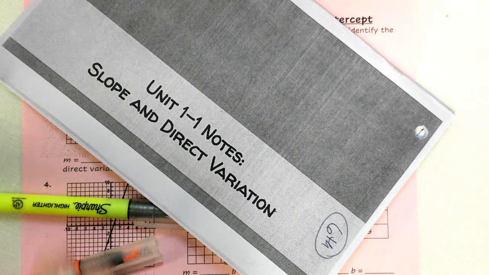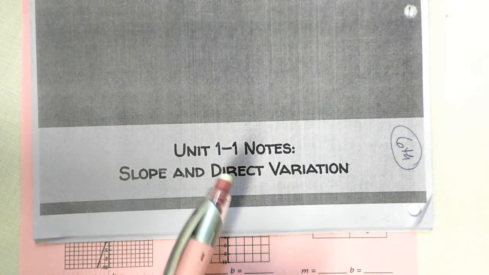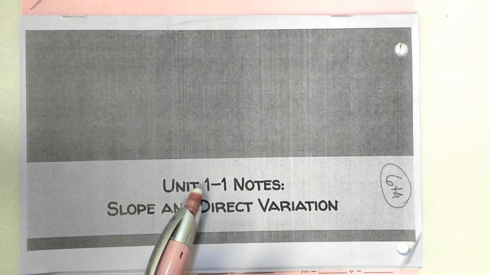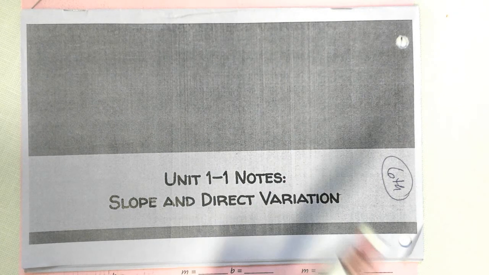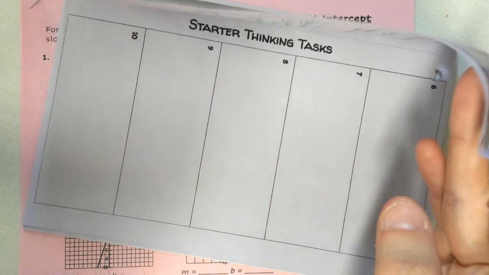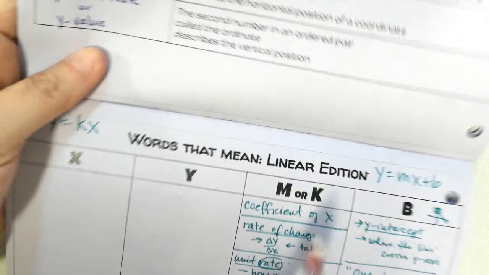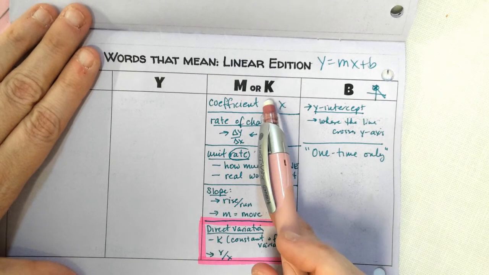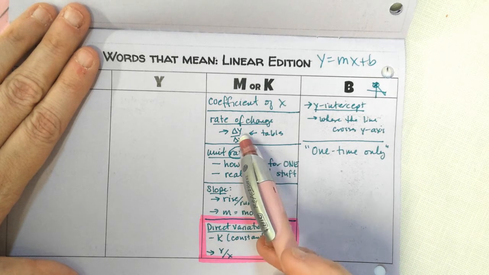So we have a test on Tuesday over the purple notes, the Unit 1-1 notes. It's going to be covering slope and direct variation and finding y-intercept. So I want to really quickly go over the stuff that y'all need to make sure. I mean, you need to go over everything in this book, but specifically, you need to understand that M is your slope, your unit rate, your rate of change.